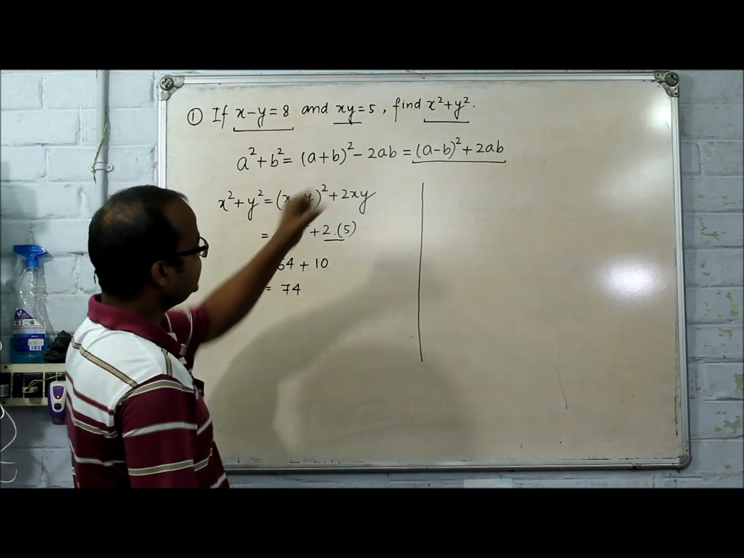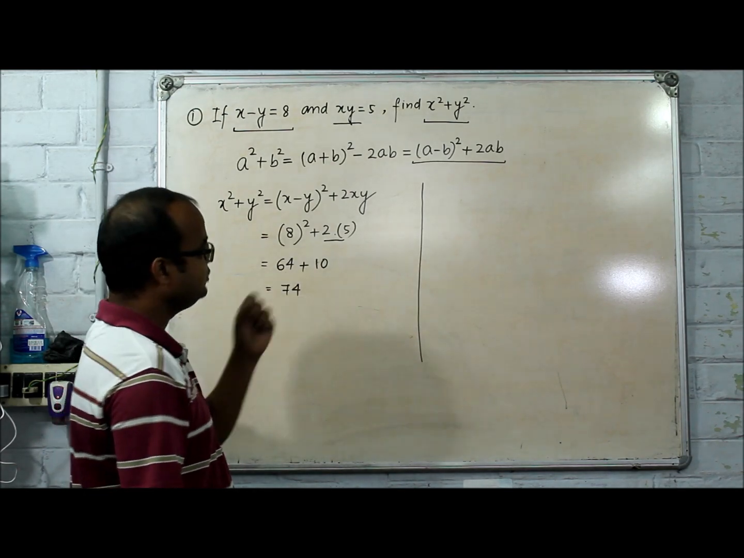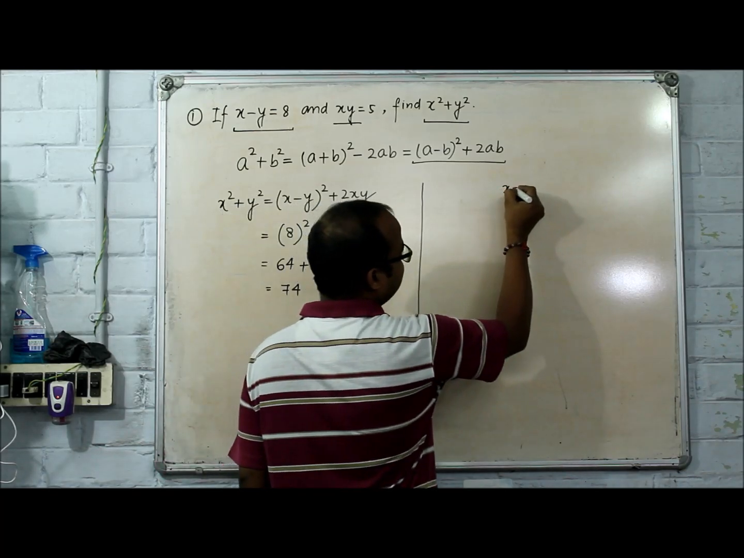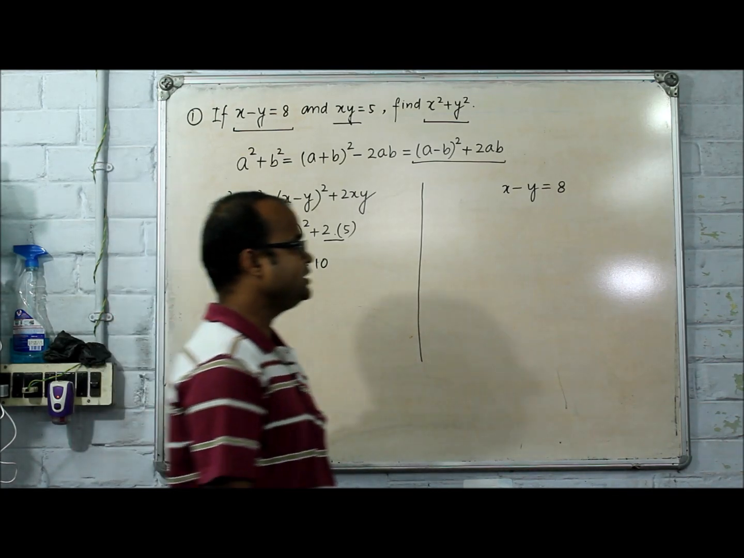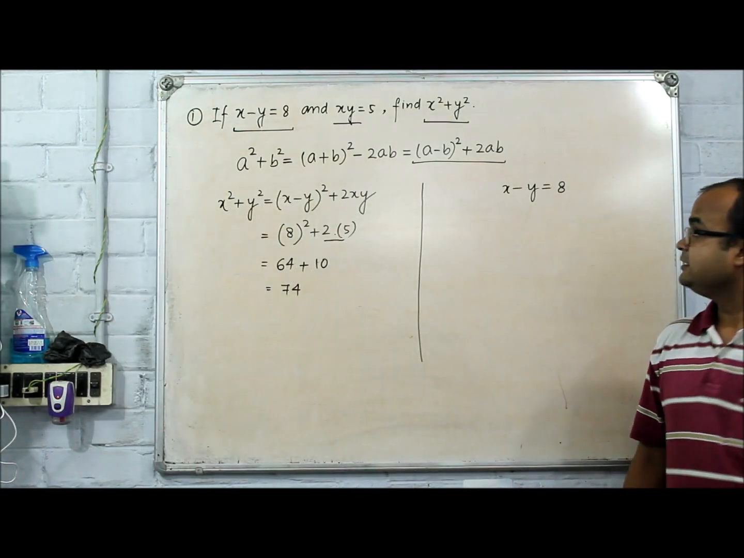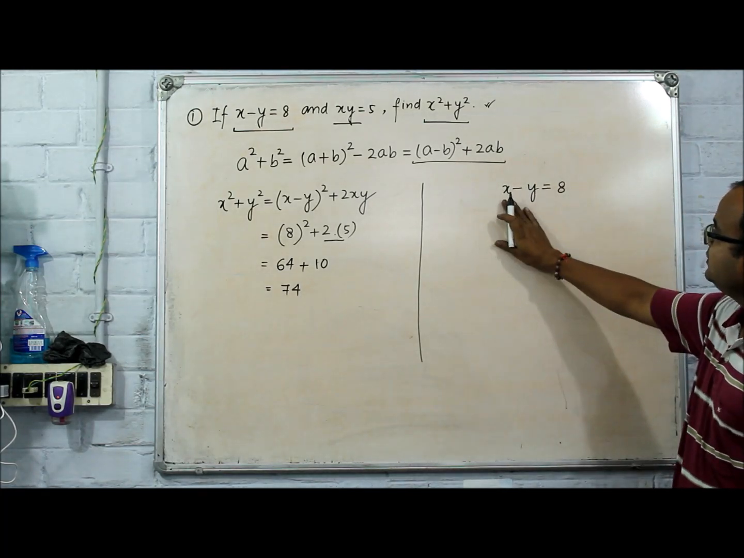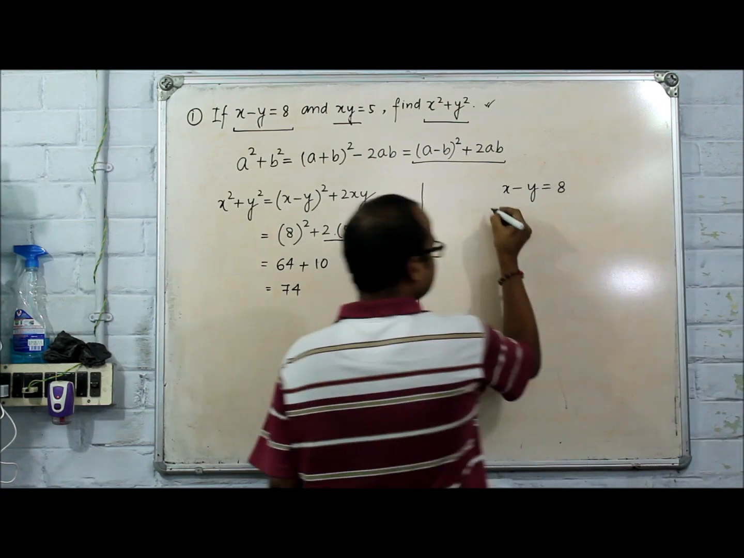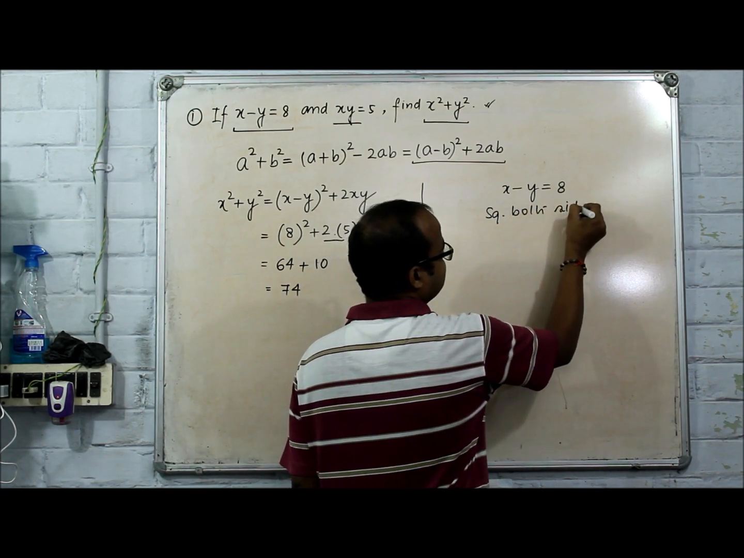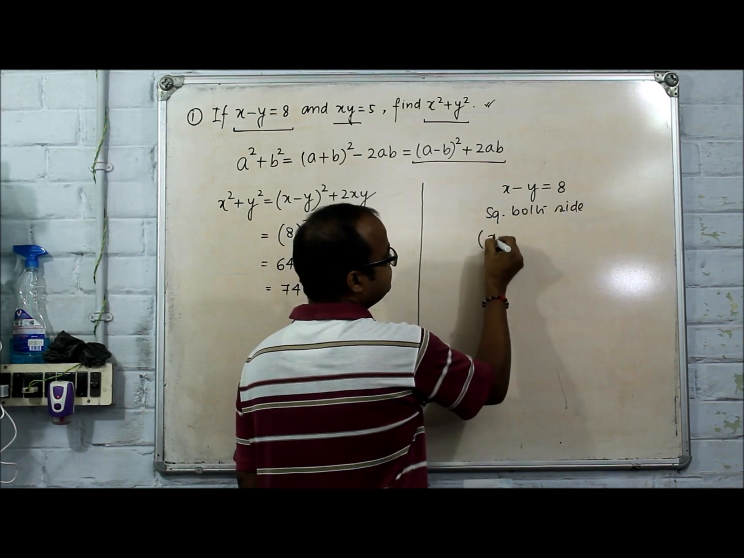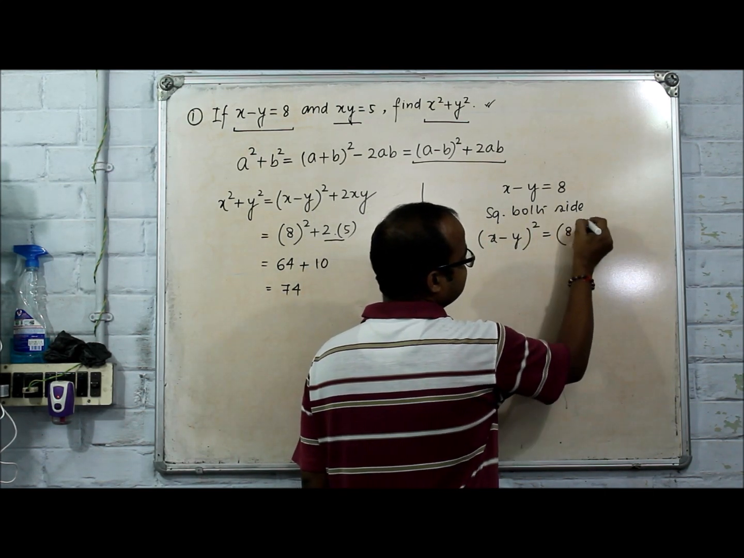Moving into the next part, there is another way you can solve this. Now here x minus y is given as 8. Now we have to find out x square plus y square. So we square both sides. What will you get? Square of x minus y is equal to square of 8.